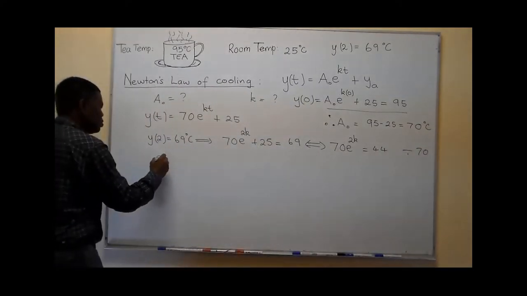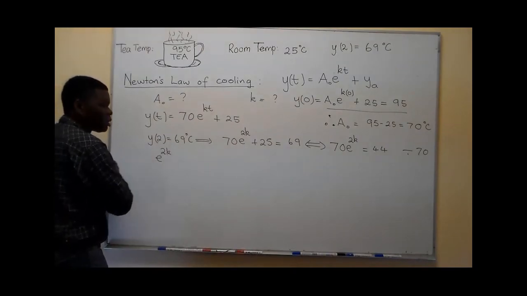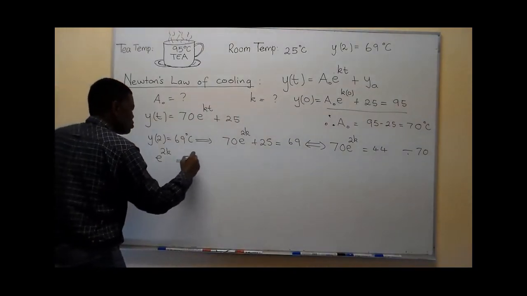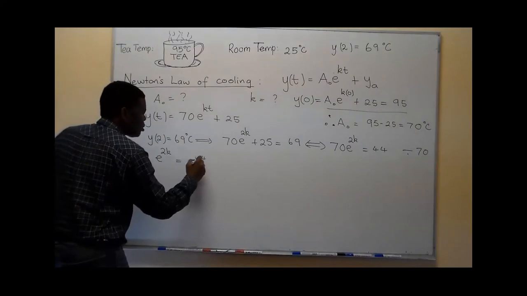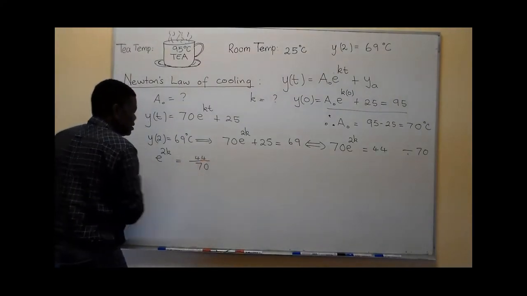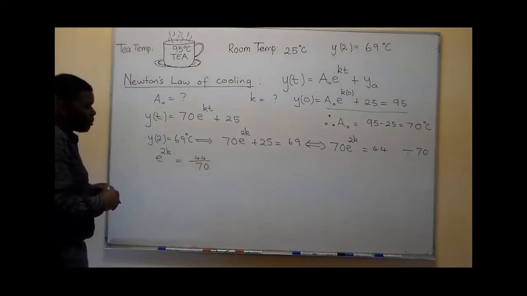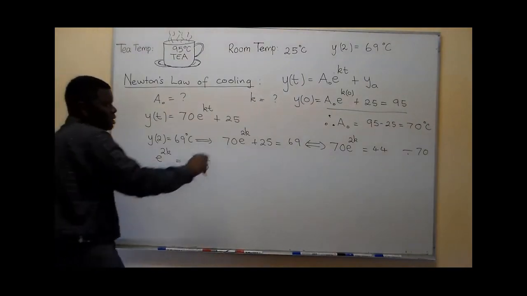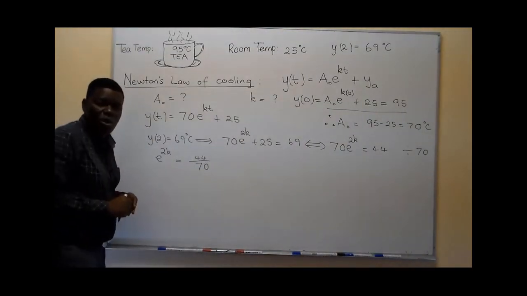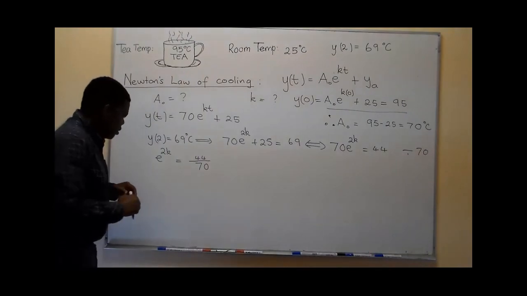We're going to get e to the power 2k equals 44 divided by 70. So now remember, at this stage, our target is to get the value of k.